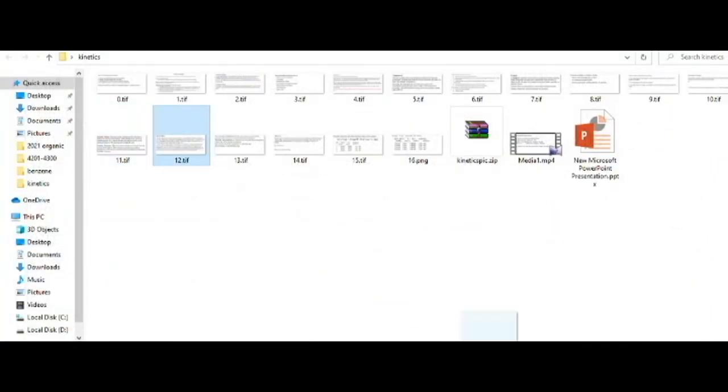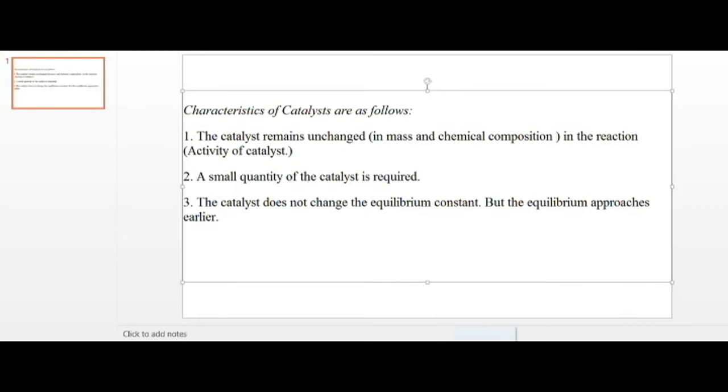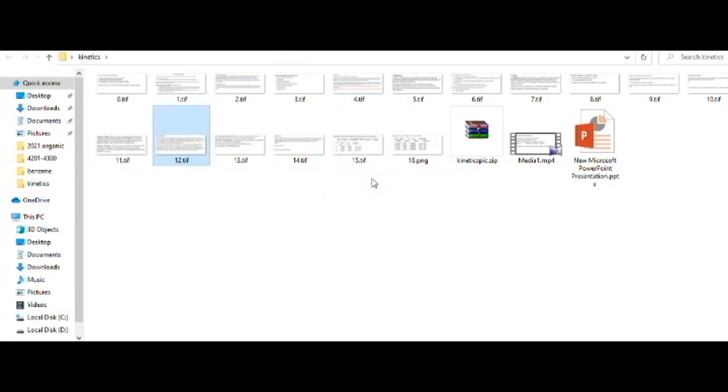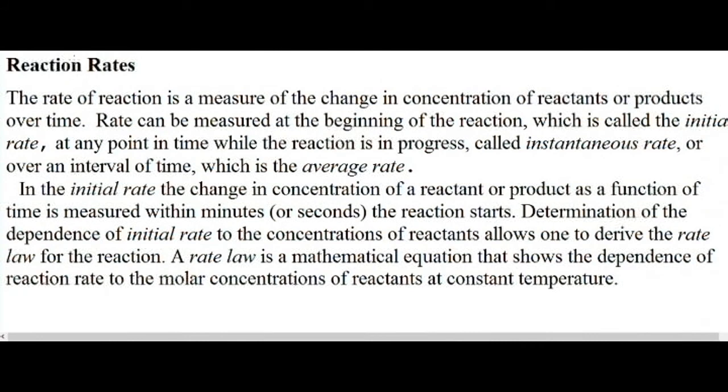Now I am going to explain a new part. This is reaction rate. The rate of reaction is a measure of the change in the concentration of the product over time. Rate can be measured at the beginning of the reaction, which is called the initial rate, at any point in time, called the instantaneous rate, and over an interval, which is the average rate. These are only different words.